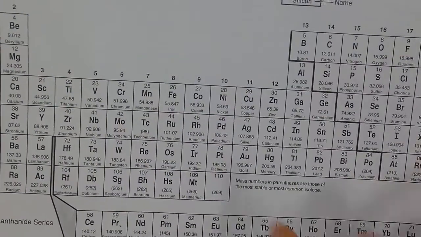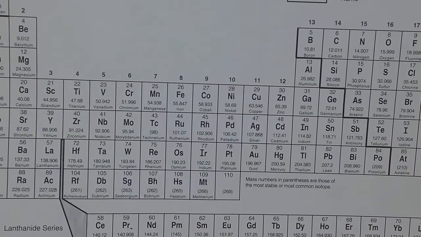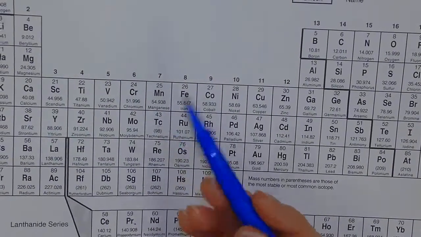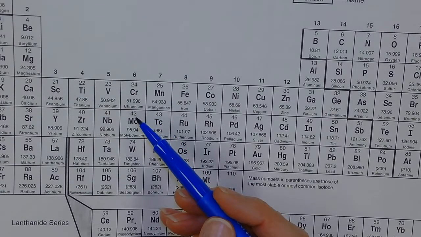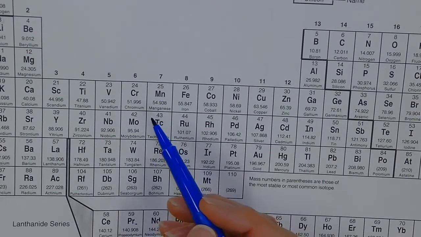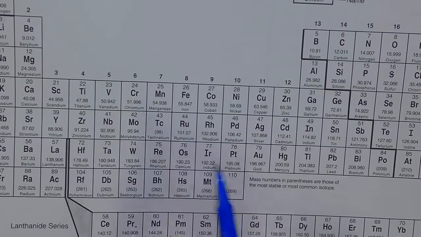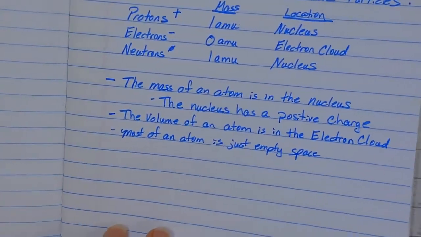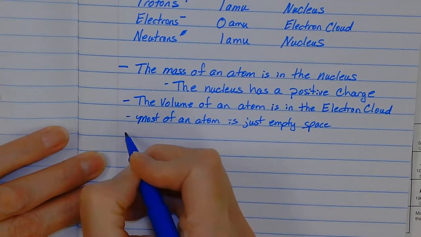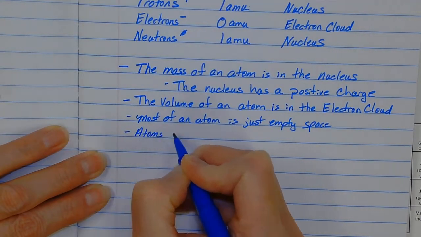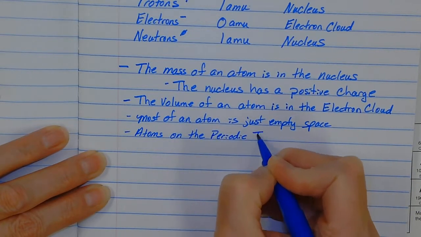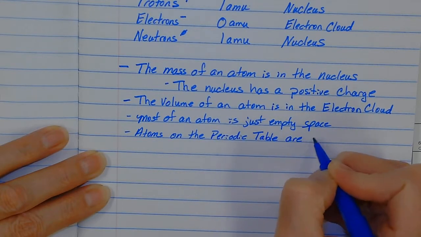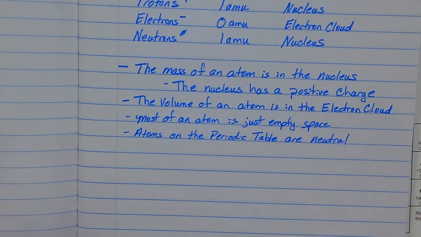Okay, so most of an atom is empty. So every one of these squares represents one atom of this particular element, and the squares on the periodic table represent the most stable form of that atom. Each one of these represents the most stable form of an atom of that element, and they are neutral. So atoms on the periodic table are neutral. That means they have the same number of protons as they do electrons.